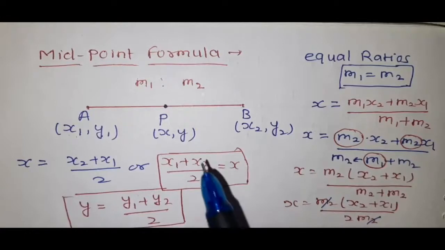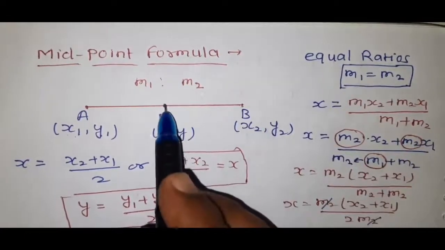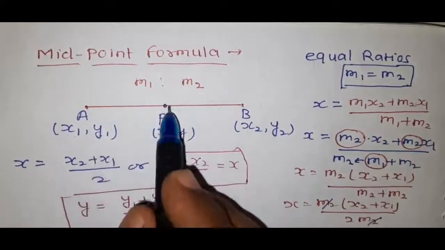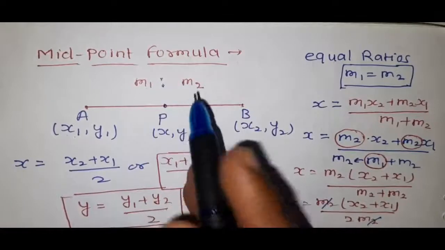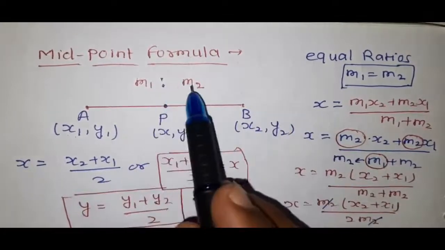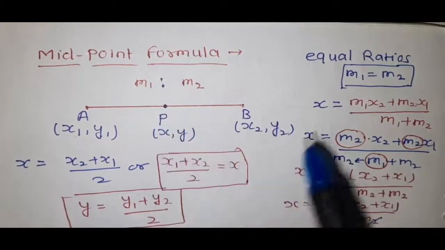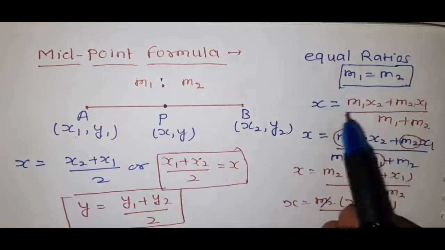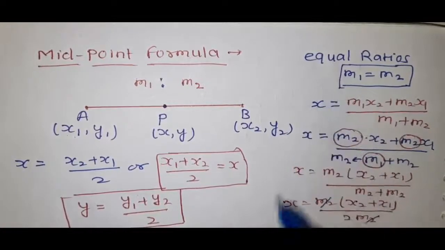But what is the difference between the section formula and the midpoint formula? Very simple: because it is the midpoint, the ratios will definitely be equal. It means m1 will be equal to m2. These ratios will be 5:5, 6:6, 7:7, 8:8, and so on. So it's showing that the ratios are the same, so we can put m1 equal to m2 in the section formula.